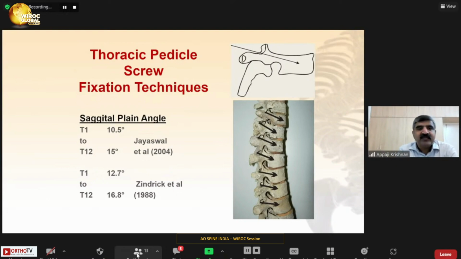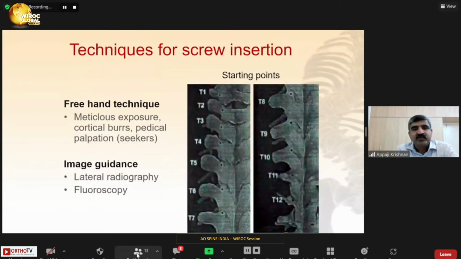In the sagittal plane, the angle of insertion from T1 to T12 increases from 10 degrees to 15 degrees. That is a cephalocaudal, or superior-inferior, angle of 10 to 15 degrees, as described in Professor Jaiswal's paper in 2004. In the European population, it has been described as 12 to 16 degrees, as seen in this paper from Zindrick et al.